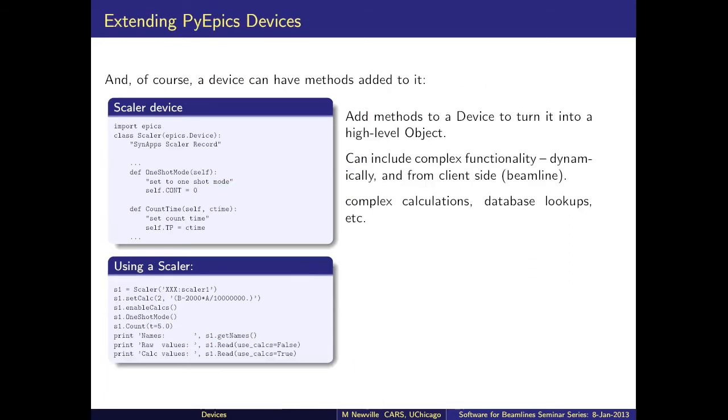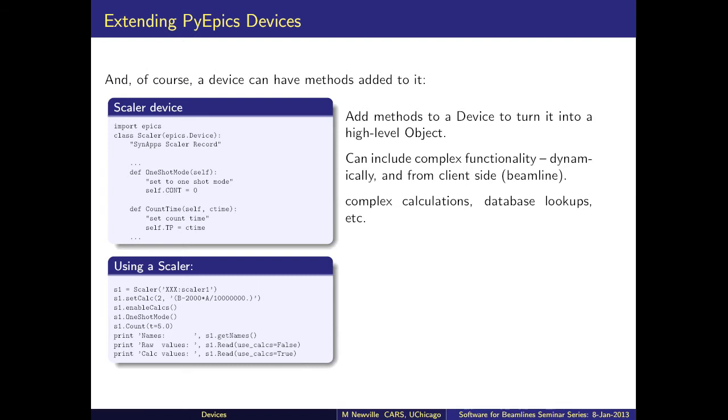And that's fairly easy. But of course, you can also add methods to a class like this. So for a scalar, you could create all those PVs that go with it. And then you could have a method that's one-shot mode or count time to set different modes. And then you can do things like create a scalar, set a calculation for it, enable the calculations, put it in one-shot mode and count for 5 seconds, and then read out the values. So this is just a convenient way to take a collection of PVs and turn it into a Python class that has lots of functionality.